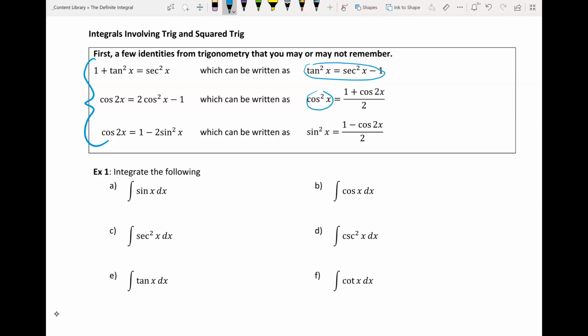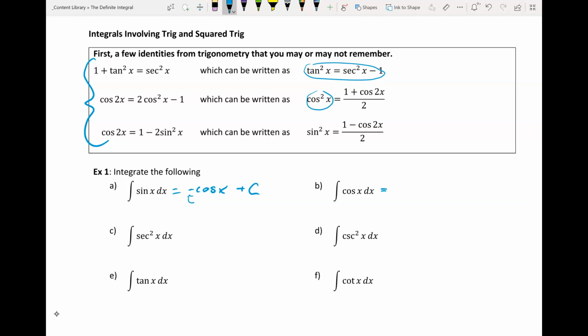Okay, let's start with some easy ones. I'm going to integrate sine x dx. The antiderivative of that is going to be negative cos x plus some constant, because we know the derivative of positive cos x is negative sine x, but we don't have a negative inside our integral, and that's why we account for that when we are finding our antiderivative.